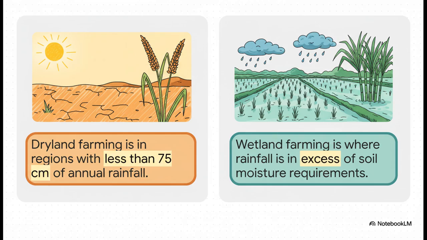Here's another classic exam topic, the different farming types based on water. So you've got dryland farming for areas with less rainfall, like in Rajasthan, where they grow crops that don't need much water, like bajra. And then you have wetland farming, which is for areas with plenty of water, where they can grow those thirsty crops like rice and sugarcane.